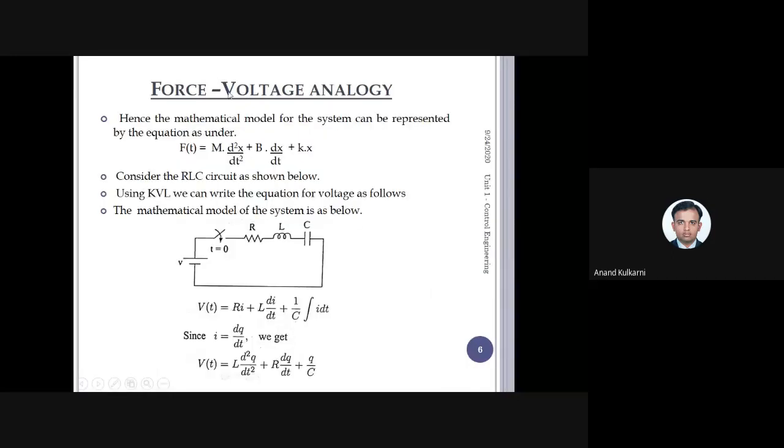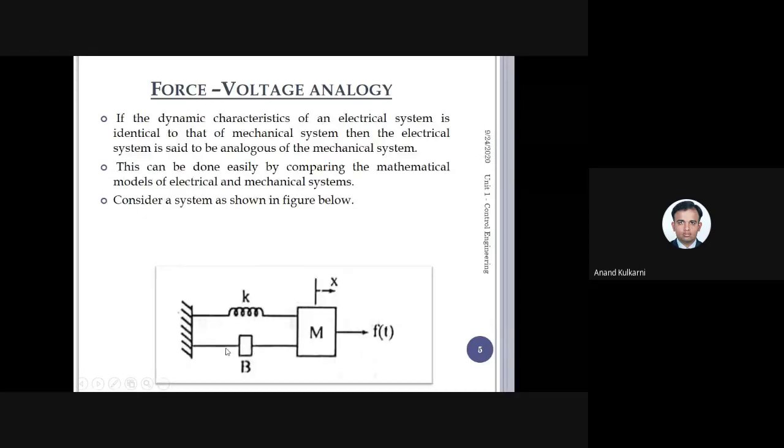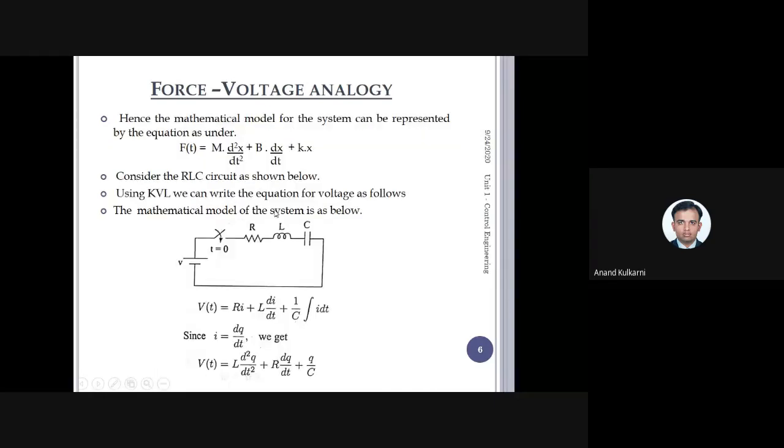Just compare this. I'll just consider this equation. See here, for the mechanical system shown here, we have already seen how to write the mathematical equation. M into d square x by dt square plus b into dx by dt plus k into x. This is the mathematical model equation we have written. Similarly, for an electrical system, that is an RLC circuit, by applying Kirchhoff's voltage law, we write the equation in terms of voltage: V of t is equal to R into I plus L into di by dt plus 1 by C integral of I dt.